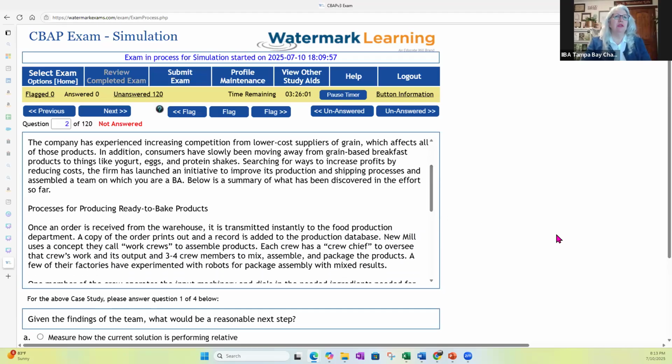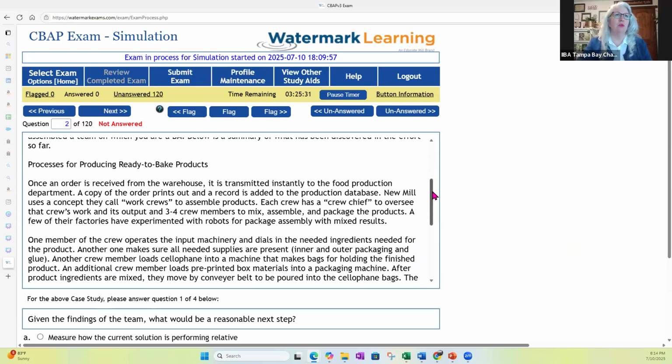The company has experienced increased competition from lower cost suppliers of grain, which affects all of those products. In addition, customers have slowly been moving away from grain-based breakfast products to things like yogurt, eggs, and protein shakes. Searching for ways to increase profits by reducing costs, the firm has launched an initiative to improve its production and shipping processes and assembled a team on which you are the BA. Below is a summary of what has been discovered in the effort so far.